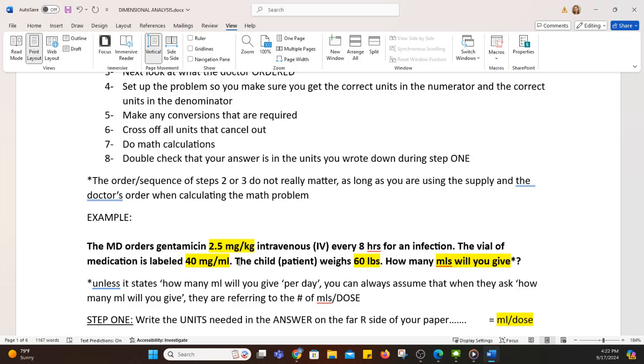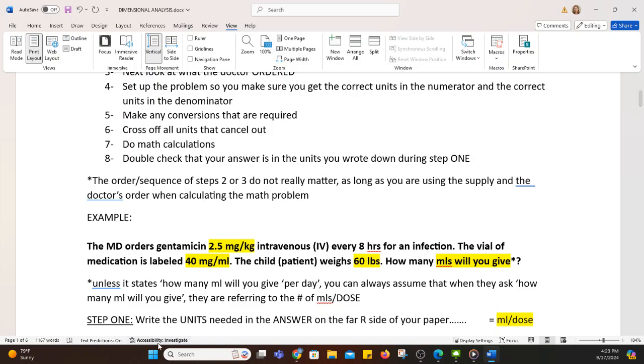Okay, now let's apply the steps. I have this important thing listed right here. Unless it states how many milligrams will you give per day, unless that's what they're looking for, you can always assume that when they ask how many mils will you give, they are referring to how many mils per dose. So it's really important: what are they asking? How many mils you give? So how many mils per dose?